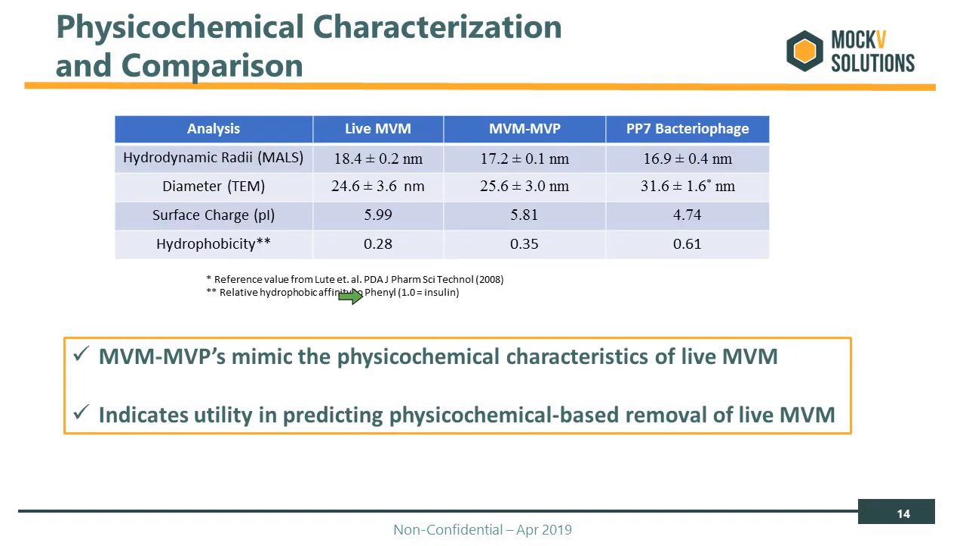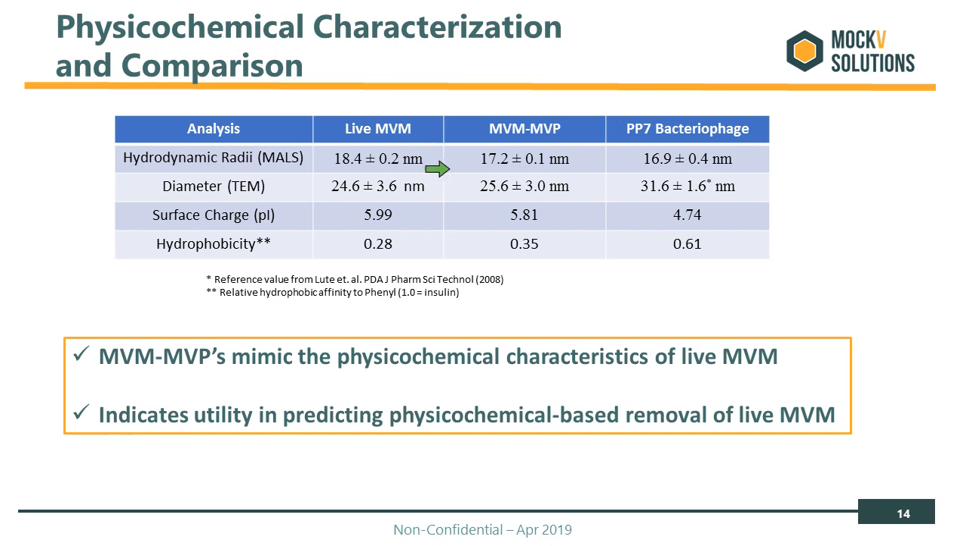And then this slide is a high-level summary of all the data points. We have first the multi-angle light scattering results for the live MVM shown in this column, our non-infectious particles here, and then finally PP7 bacteriophage here. What you see with multi-angle light scattering and TEM is that essentially all particle types are similar, and that again is not surprising. PP7 has been used for quite a while as a good size-based surrogate to MVM.